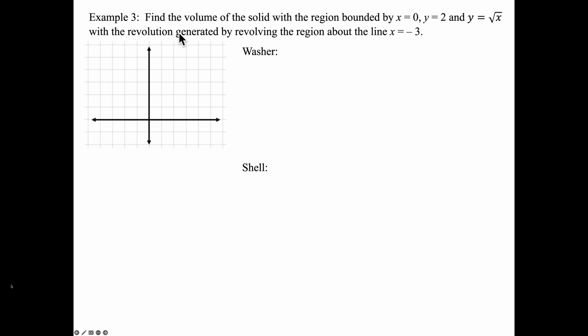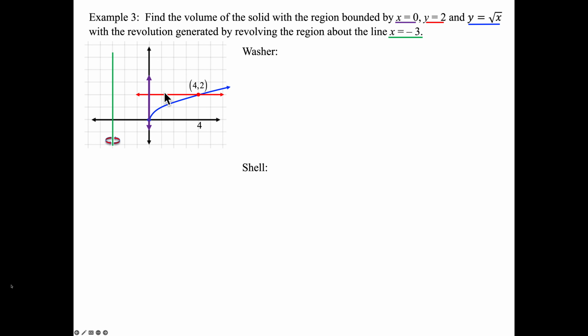My next example, we're going to find the volume of the solid region bounded by x equals 0, y equals 2, and y equals the square root of x, with the revolution generated by revolving the region around x equals -3. So I'm going to draw in all my lines. Here's x equals 0 in purple, y equals 2, the horizontal line. The blue, that's my square root of x. My green, x equals -3, that's where we're going to revolve the shape around. So we're looking at this kind of curved triangle part there, right?